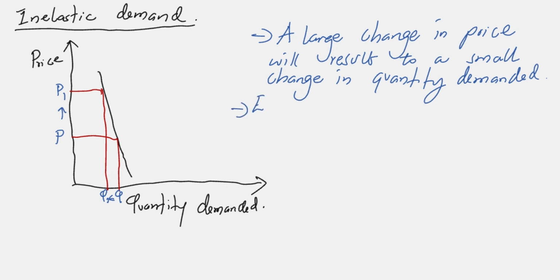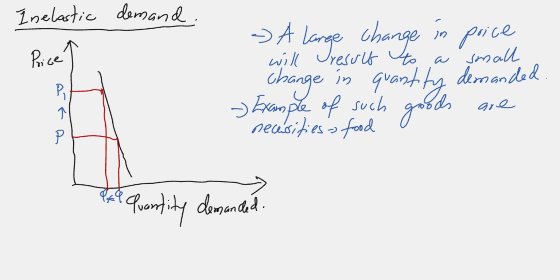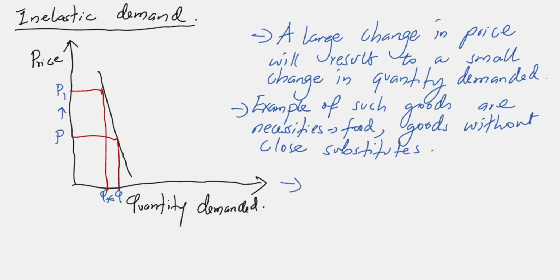Which kind of goods can have this kind of demand? Example is where we have goods which do not have close substitutes, and the other case, it's goods which are necessities. Necessities is something like food. Food, whether you increase the price, people will still buy because they have no choice. Some goods without close substitutes will be something like petrol. Petrol, no close substitutes, so people will still purchase it. So it has an inelastic demand curve.